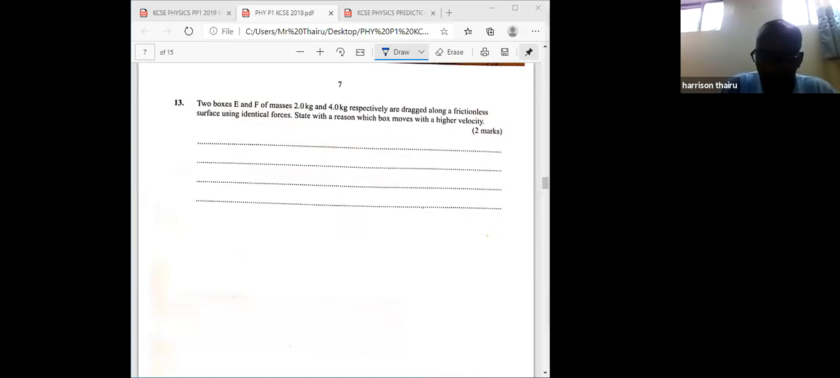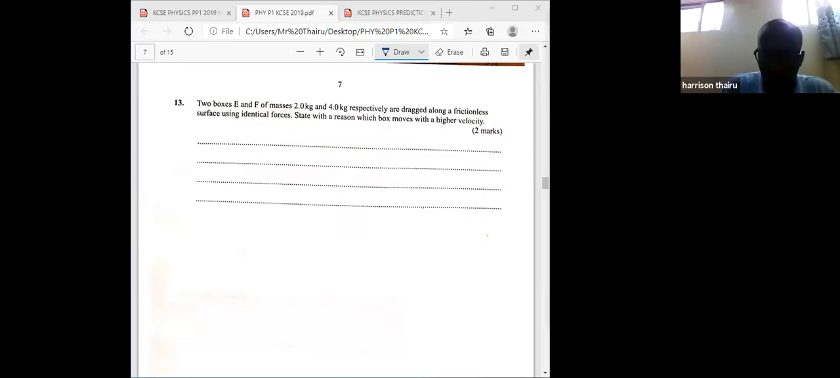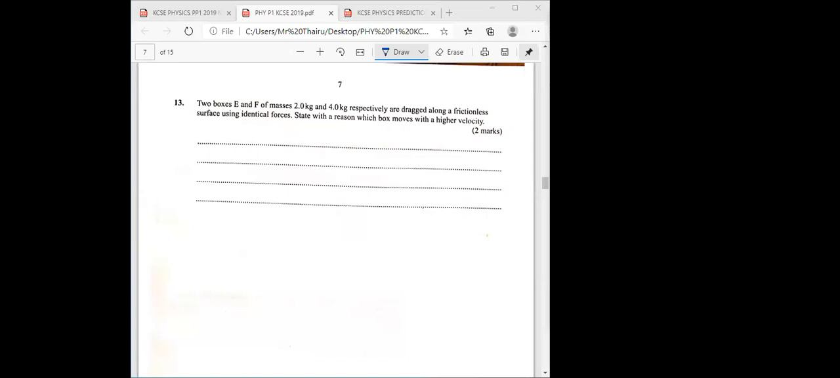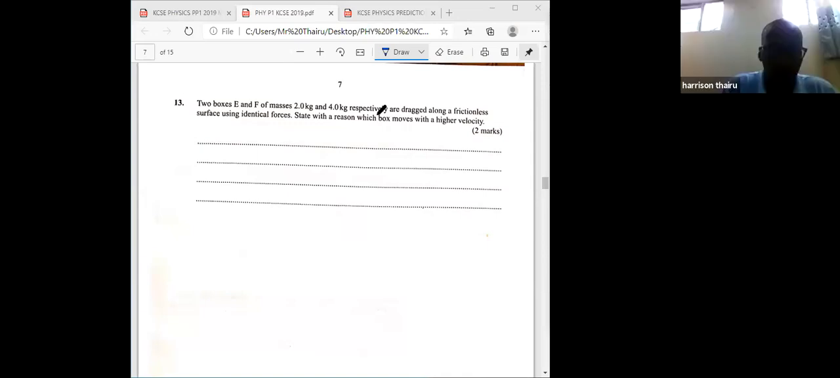Zach, you can answer us. Which box is going to move faster? The box with a mass of 2 kgs. That is correct. What is the reason? This is because it requires less force to lift the box off the ground, which means there will be less friction. But note here that they have identical force. You are pushing them with identical force.